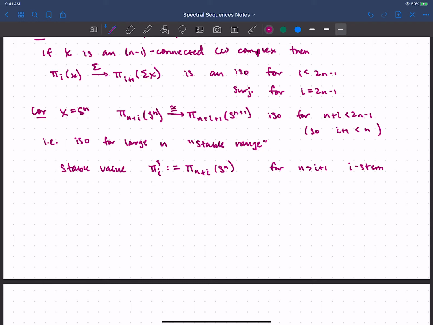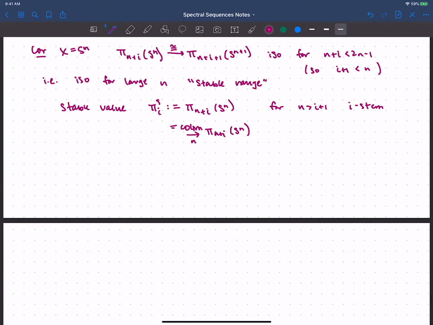Sorry about that. Okay, if you prefer, you could think of this as the colimit over n of pi n plus i of Sn. And this is roughly how we define homotopy groups of spectra. So this is saying that this is the ith homotopy group of the sphere spectrum. And I know some of you are familiar with that and some are not, so don't worry too much about it. So let's look at the case that we're interested in.